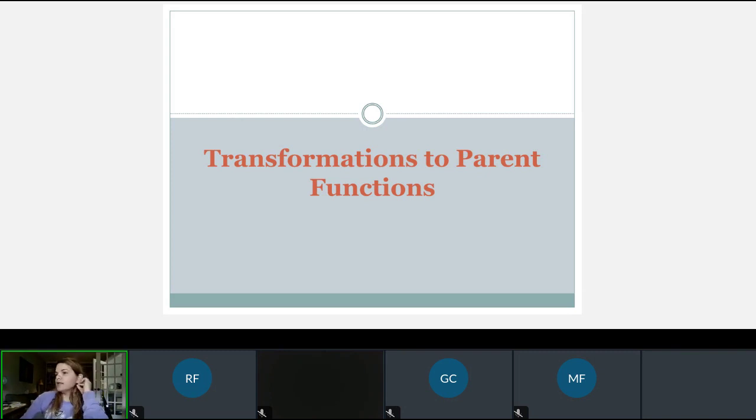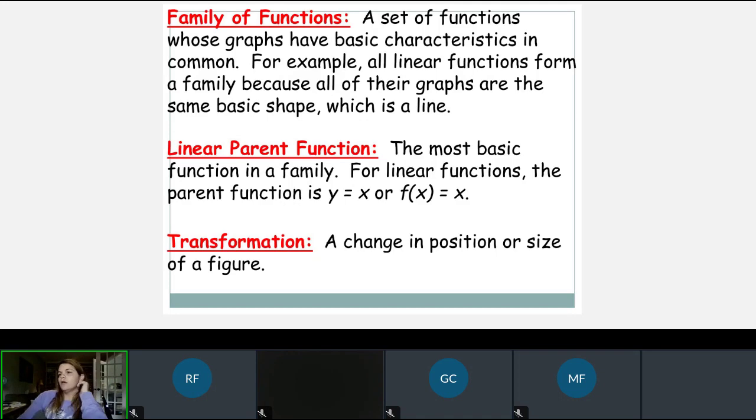Alrighty, so let's go ahead and get started. Today we're talking about transformations to linear functions. Okay, so linear functions we know are straight lines. So let's talk about some vocabulary. The first thing I want to talk about is this top one called a family of functions. Okay, so this is a set of functions whose graphs have basic characteristics in common.